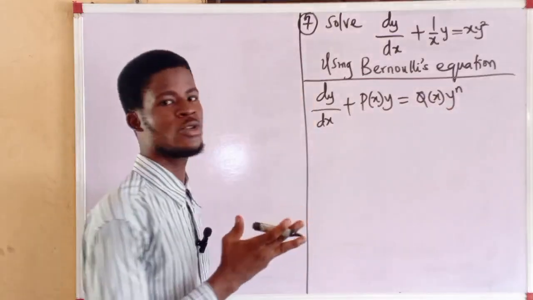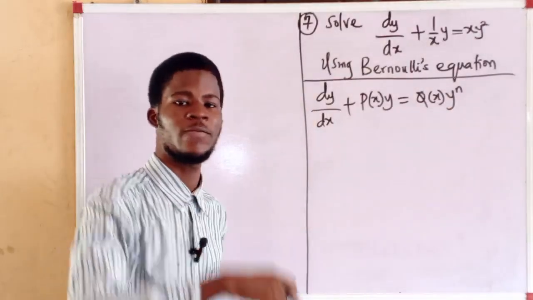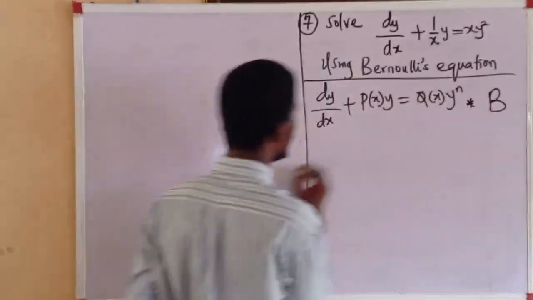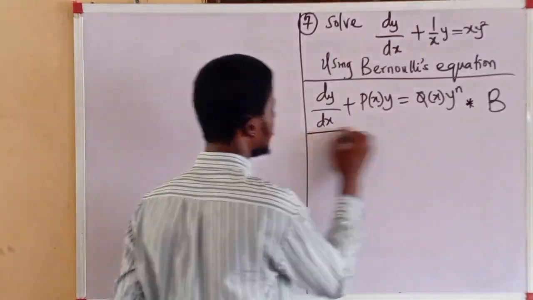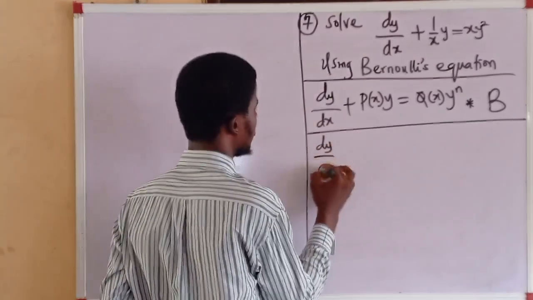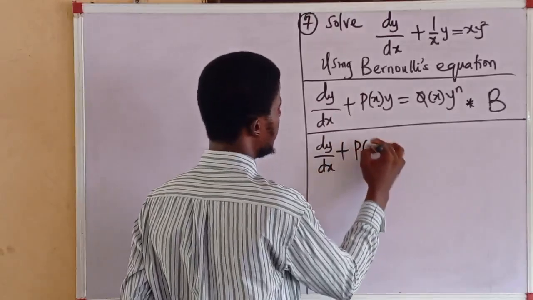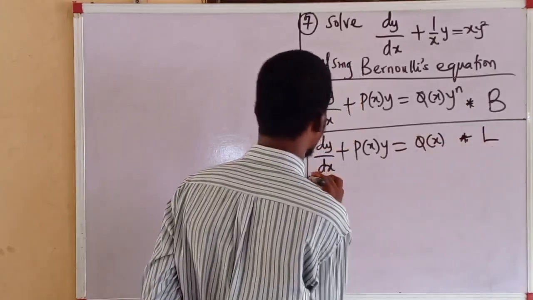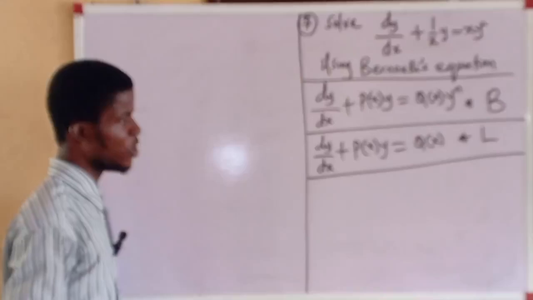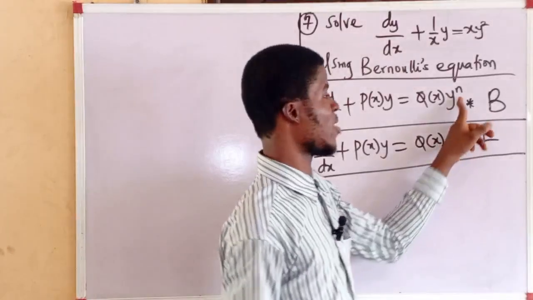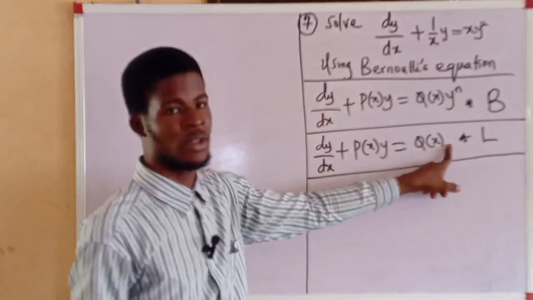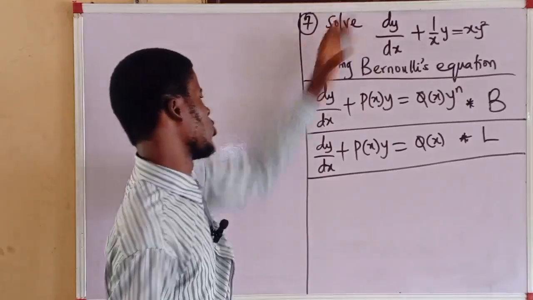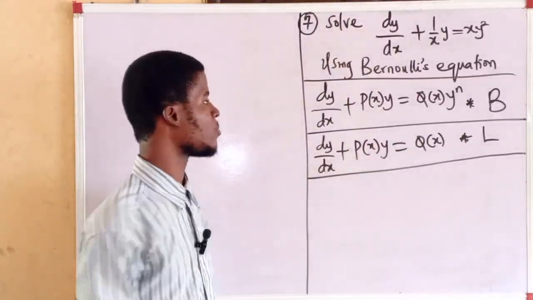So what we are going to do is to reduce this Bernoulli's equation to a linear first order differential equation. This is Bernoulli's equation. This is the linear equation I want to write now: dy dx plus p of x into y equal to q of x. This is the linear differential equation of the first order. So you see that the only difference between the two is that there is a y to the power of n here, but here there is no y to the power of n. So we are going to reduce this equation to a linear first order differential equation.